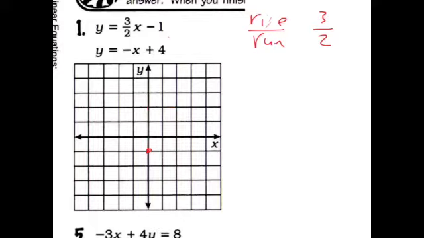So I'll put another point there. And once you have 2 points, that's all you need. You can use that to graph your line. Just like that. So there's my first one.